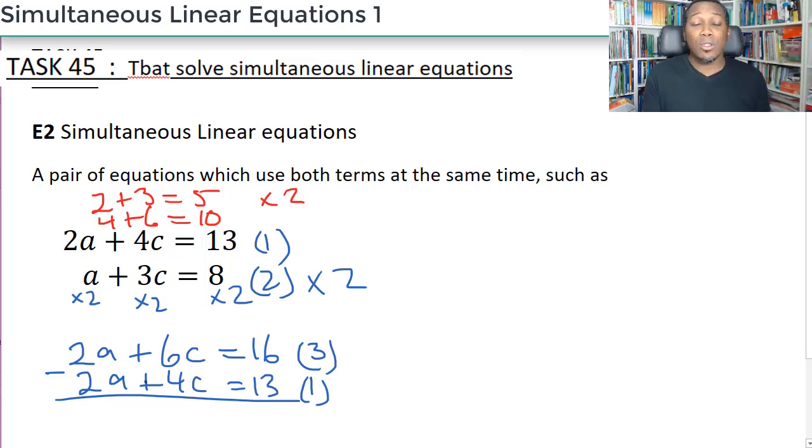And we need to do that because you cannot find two variables at the same time. It's just not going to happen. You find one, then you substitute one to find the other. That's the logic we're working with.